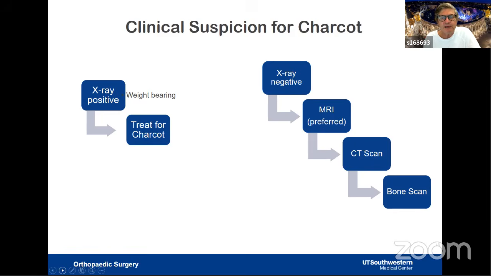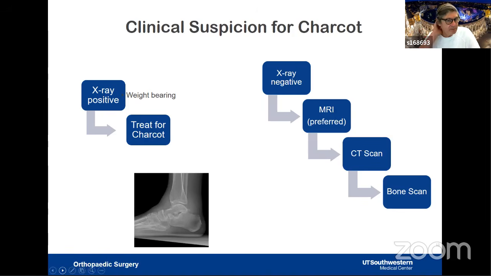And that high-risk patient is anybody with peripheral neuropathy. An MRI is preferred, but if you don't have an MRI, you can use a CT scan or even a bone scan. Or you treat the patient as if they have a Charcot until their inflammation resolves.